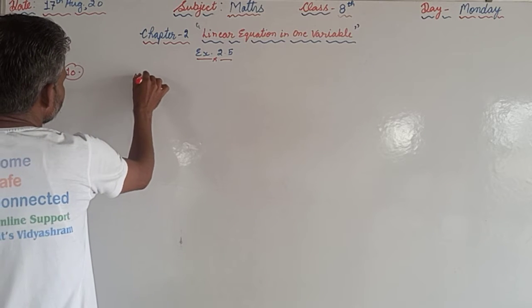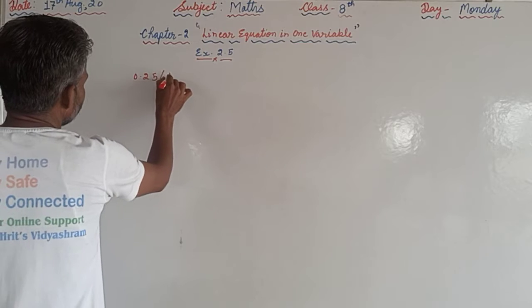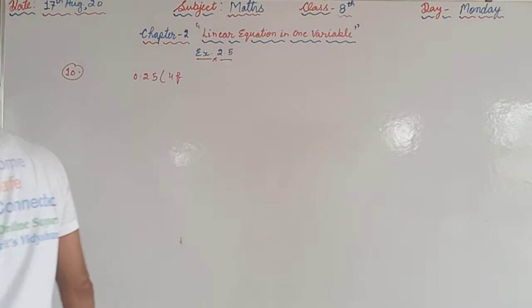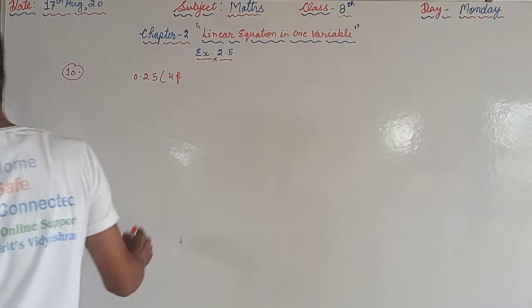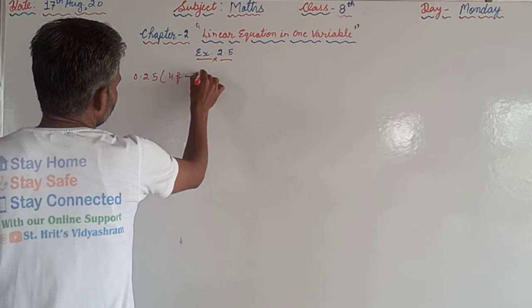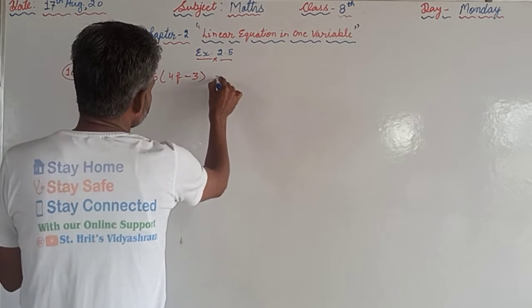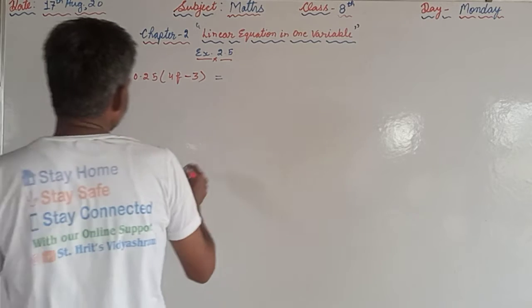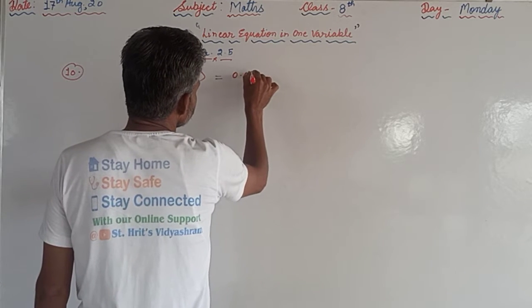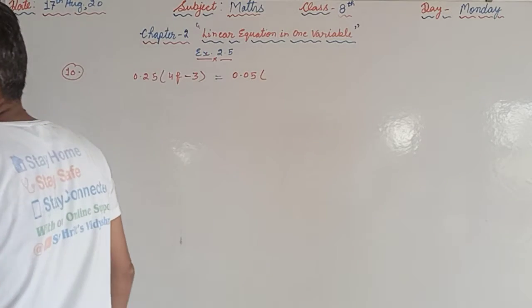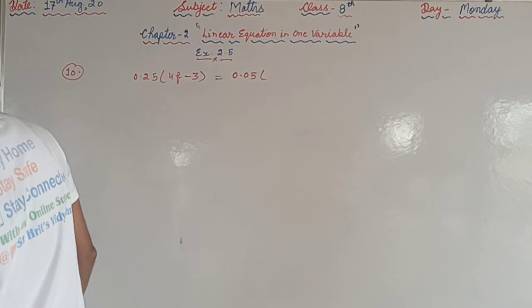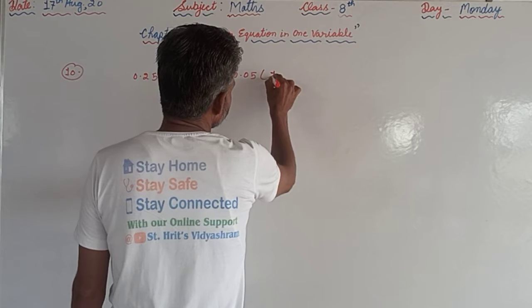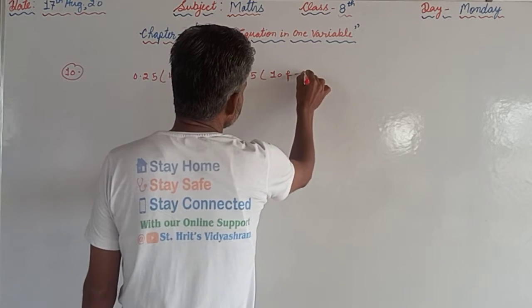0.25 into (4f minus 3) is equals to 0.05 into (10f minus 9).